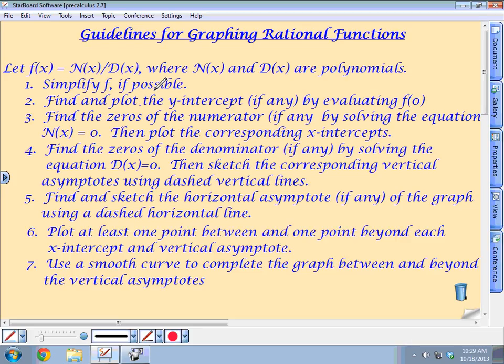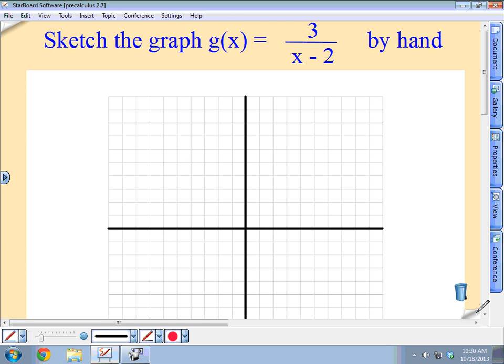Okay. So the first thing you do is simplify when possible. Whenever they give you a function, you'll have to simplify. Then, find and plot the y-intercept, if any, by evaluating f at 0. Rather than going through all these rules, which are in your book and on your sheets, let's do one. Let's sketch the graph of g of x equals 3 over x minus 2.